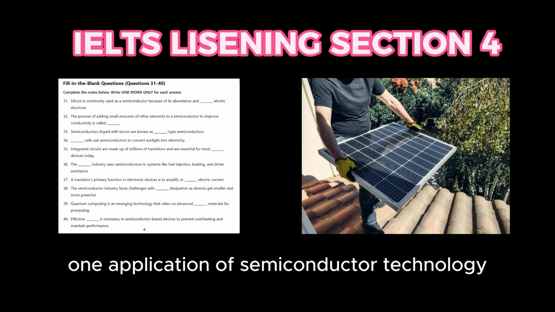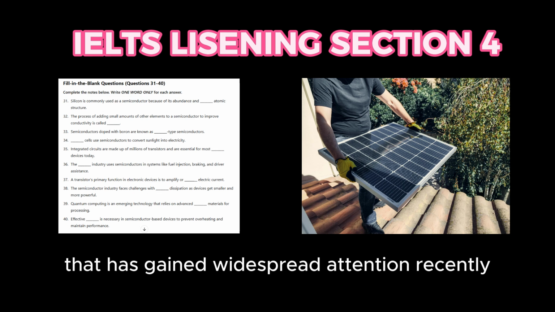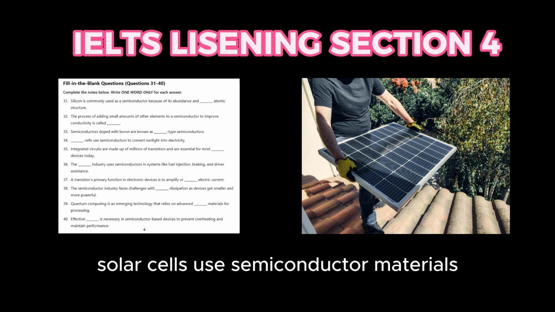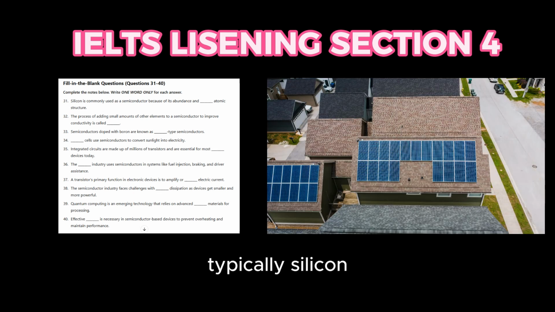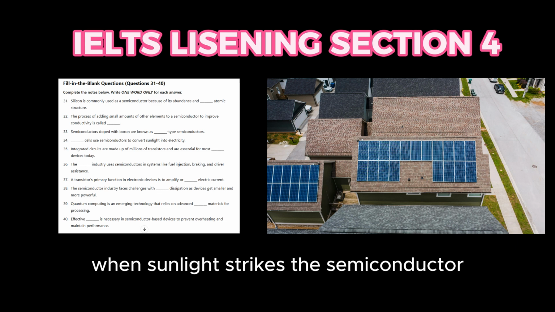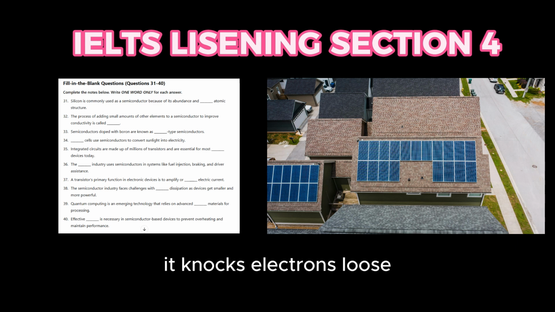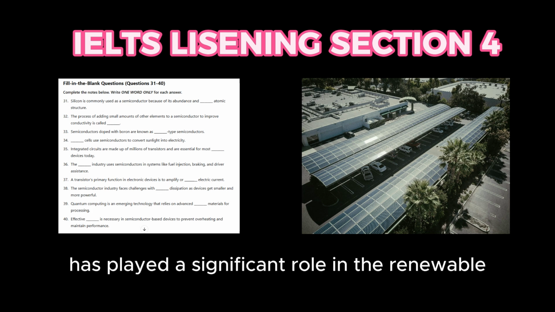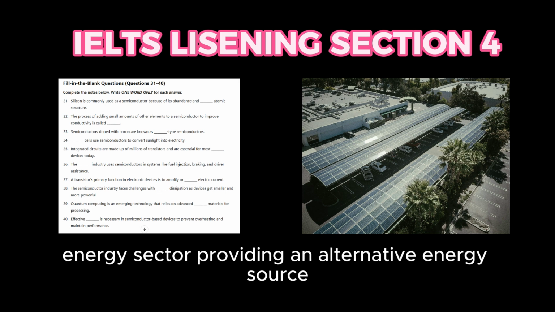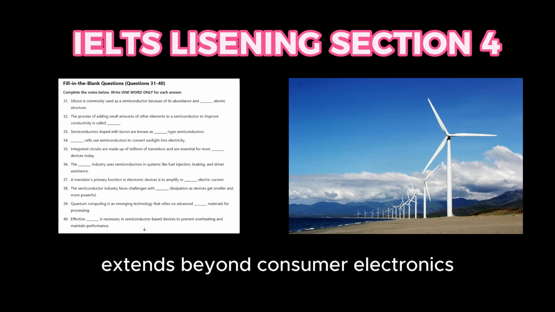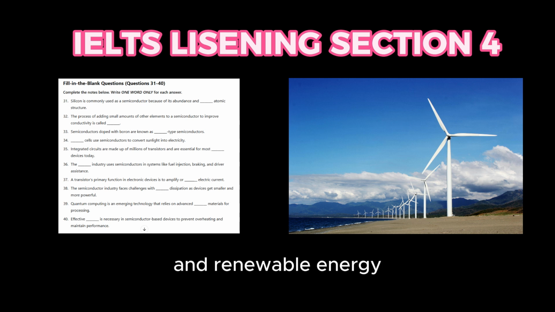One application of semiconductor technology that has gained widespread attention recently is the solar cell. Solar cells use semiconductor materials, typically silicon, to convert sunlight into electrical energy. When sunlight strikes the semiconductor, it knocks electrons loose, generating a flow of electricity. This technology has played a significant role in the renewable energy sector, providing an alternative energy source that is both clean and sustainable. The importance of semiconductors extends beyond consumer electronics and renewable energy.